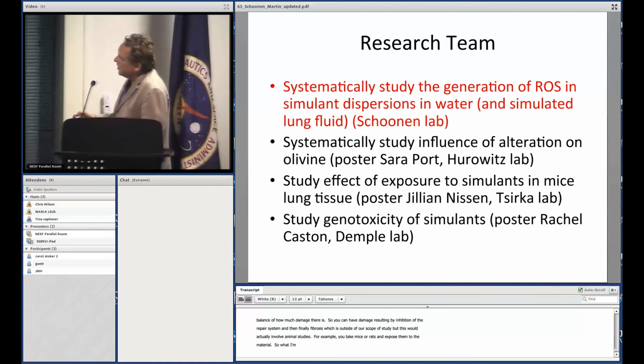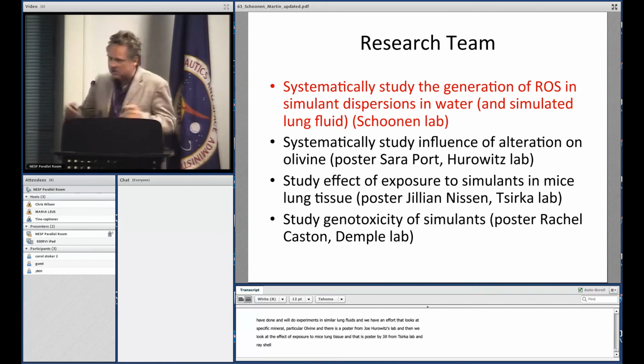So this slide here gives you a brief overview of where we are in terms of the composition of our team and what we actually do. So I'm a geochemist, as I mentioned. I'm primarily interested in the reactivity of mineral surfaces. So my lab is specialized at looking at the production of what we call reactive oxygen species, which are primarily hydrogen peroxide and OH radical. And we can do this by dispersing these materials in water. We've also done experiments, and will do experiments, in simulated lung fluids. Then we have an effort that looks at a specific mineral, in particular olivine. And there's actually a poster here from Joel Hurwitz's lab, Sarah Port's work. And then we look at the effect of exposure to simulants in mouse lung tissue, and that is a poster by Jill from Circa Lab. And then we have also a poster, and Rachel actually introduced it this morning, on genotoxicity. So there's a spectrum of different studies, but they all hang together.